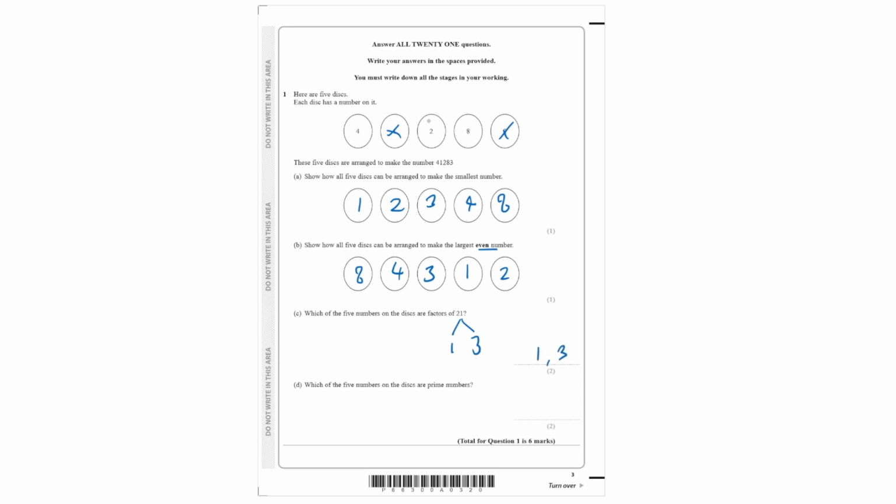Which of the 5 numbers are prime numbers? So a prime number is anything that's divisible by 1 and one other number. So we can see here, 4 is divisible by 2, 1, and 4. So that is not a prime number. Okay, so we can put here.